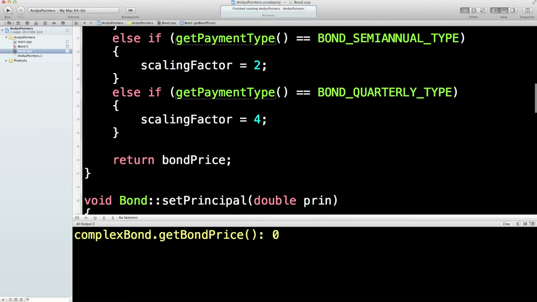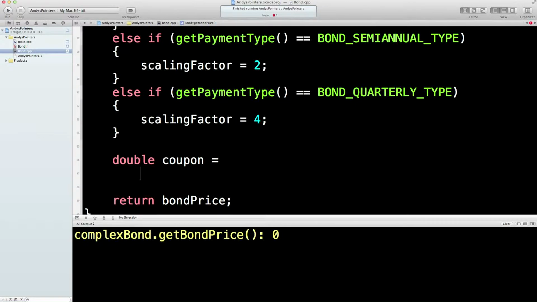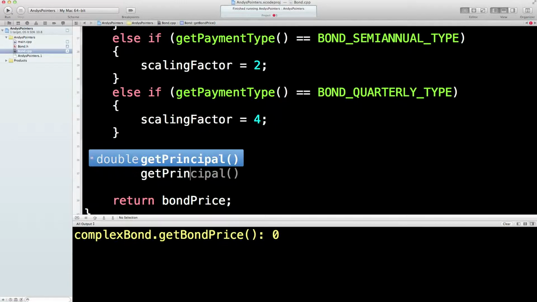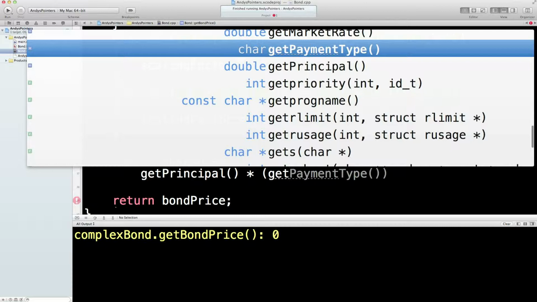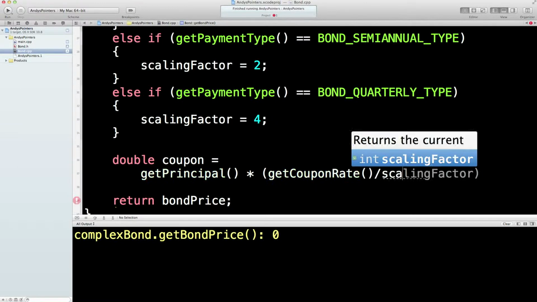Now what I need to do is work out the fixed coupon that's coming from the bond. So I'm going to put that into a variable. And I'm going to say that that's equal to the principal payment, which could be $1,000, multiplied by the coupon rate divided by the scaling factor.